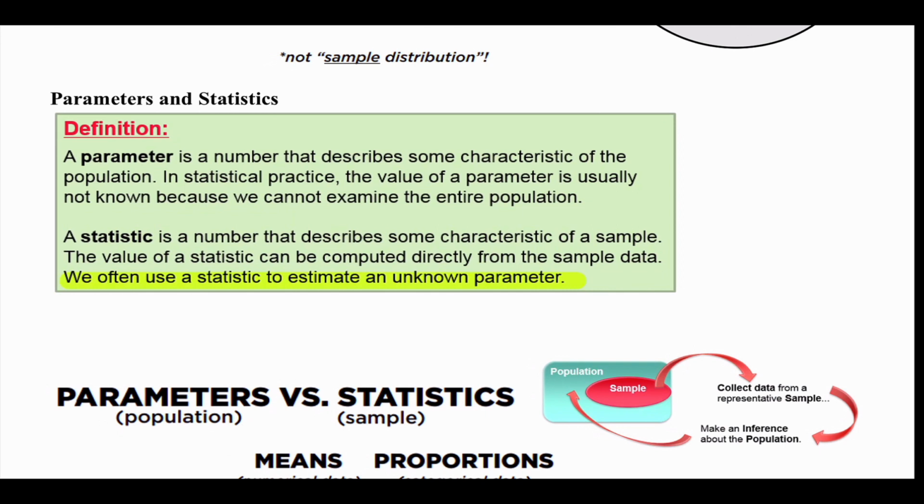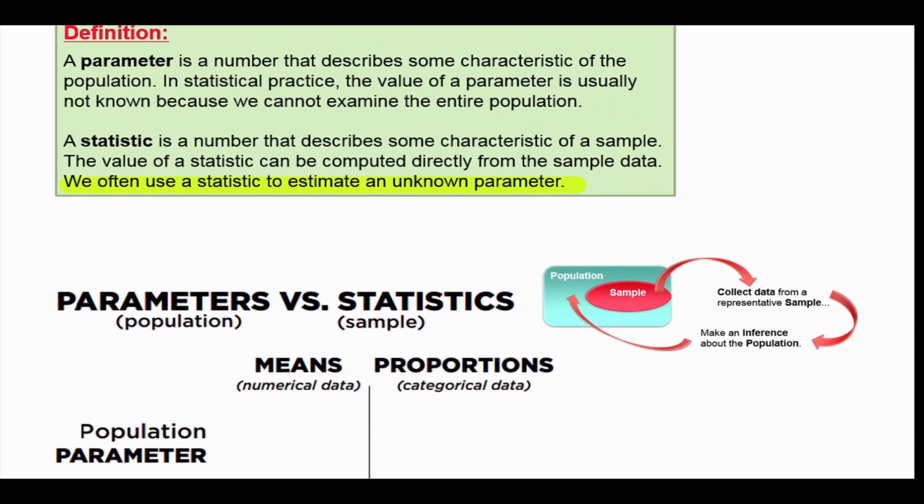No one's even cast a ballot. No one's even voted. Right? How do they know who's going to win? And most of the time, they're right. There's a few times they're not right. But most of the time, they're right. How do they know that? Because of statistics. Because they take really good samples and they get really good information from those samples. That helps them predict what's actually going to happen. They're essentially predicting the future.